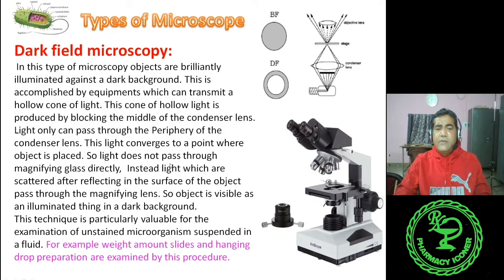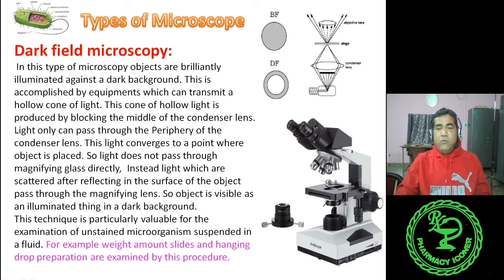So light does not pass through the magnifying glass directly. Instead, the light is scattered after reflecting from the surface of the object and passes through the magnifying lens. Here the object is there, light is falling on it, and the scattered light is coming into your viewing lens. So the object is visible as an illuminated thing in a dark background.